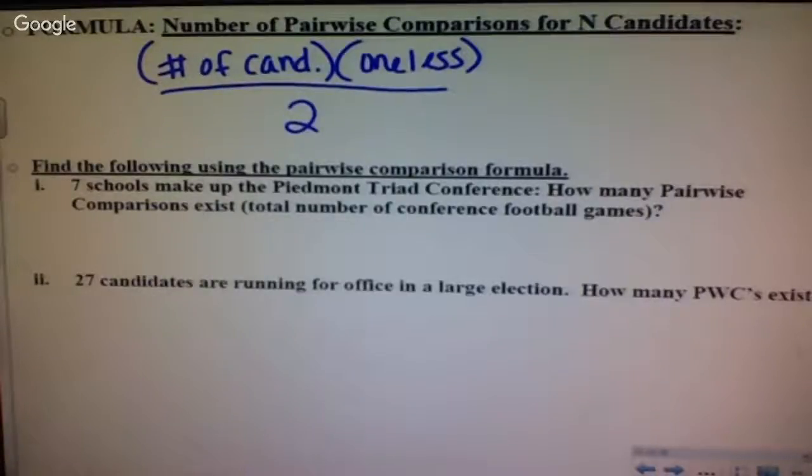So if I told you that we have 7 schools that make up the Piedmont Triad Conference, how many pairwise comparisons exist? How many comparisons exist if we start with 7 schools? Okay, so 7 times 6, which is 42, divided by 2, 21 pairwise comparisons.